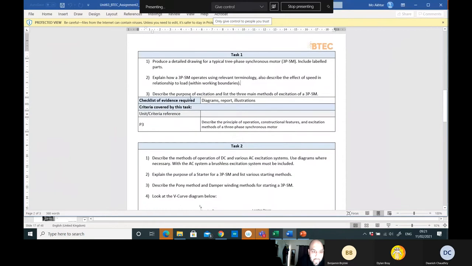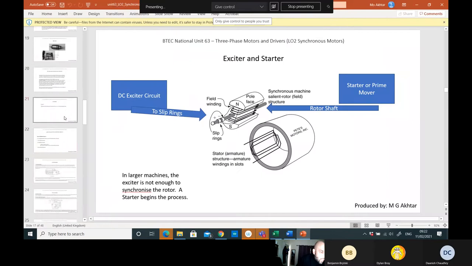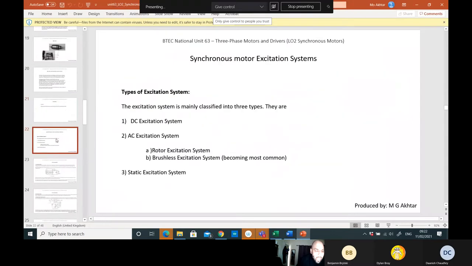Describe the purpose of excitation and list three main methods of excitation of a three-phase motor, okay? So if you go back to the PowerPoint here, there's a sheet here, excitation. You can copy this down. There are three main methods of excitation: DC excitation, AC excitation, or static excitation. And it's asking you what's the purpose of excitation.